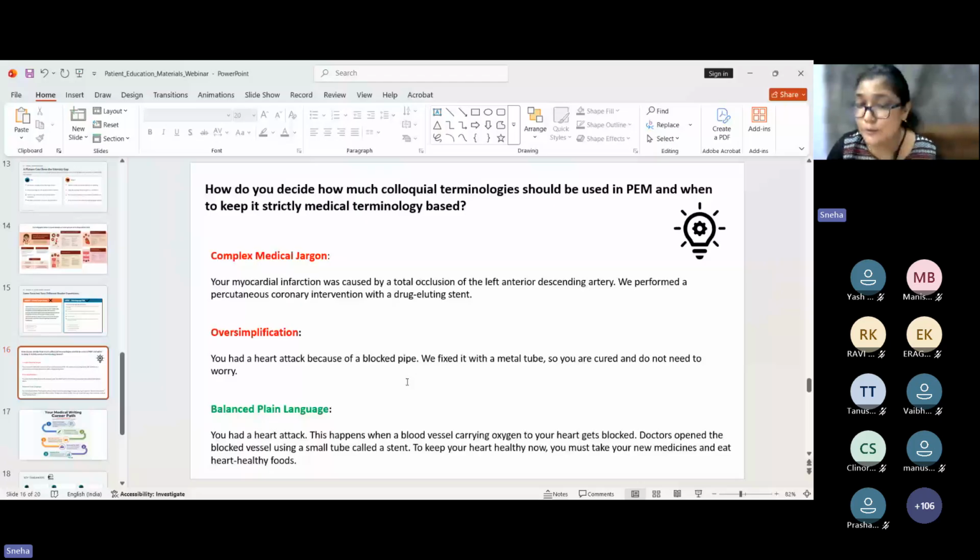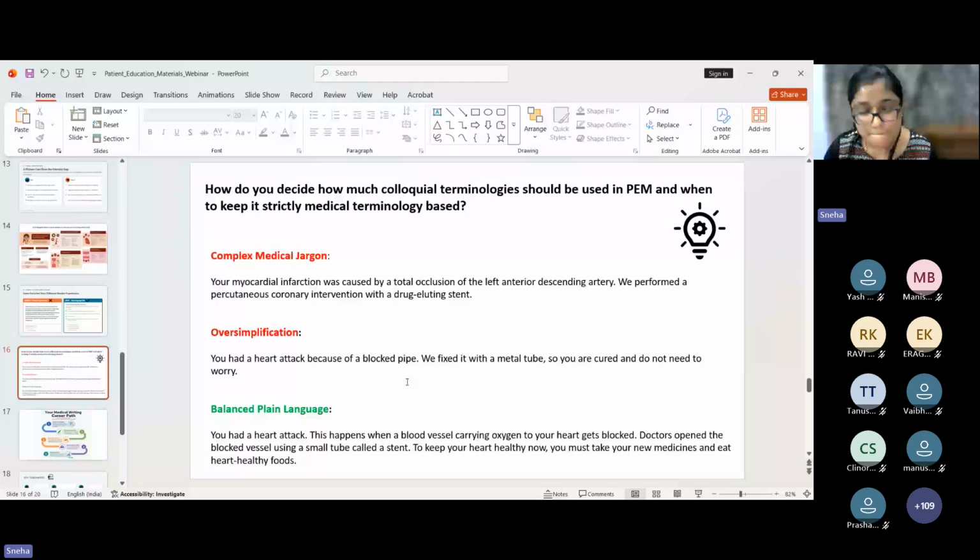Now, as I told you, you cannot oversimplify it. What oversimplification means: you had a heart attack because of a blocked pipe. We fixed it with a metal tube, so you are cured and do not need to worry. This is absolutely an oversimplification, and it is highly dangerous. A balanced plain language summary tells you: you had a heart attack. This happens when a blood vessel carrying oxygen to your heart gets blocked. Doctors opened the blocked vessel using a small tube called a stent. To keep your heart healthy now, you must take your new medicines and eat heart-healthy foods.